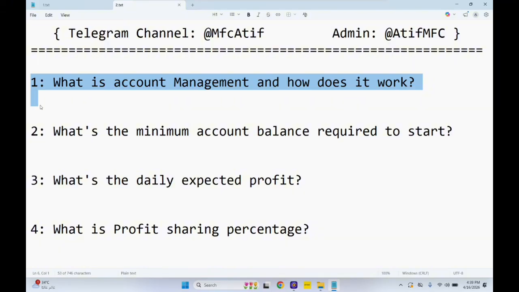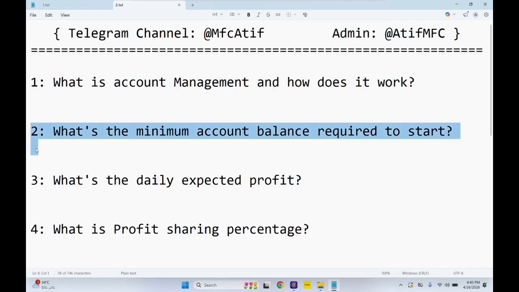I have been trading since 2016 and I have a lot of experience in trading. I am a professional trader and I use some premium tools and indicators that help me to find sniper and safe entries. So guys, getting my account management service can be one of the best options for you to achieve safe and consistent profits. So the question number 2 is what's the minimum account balance required to start?